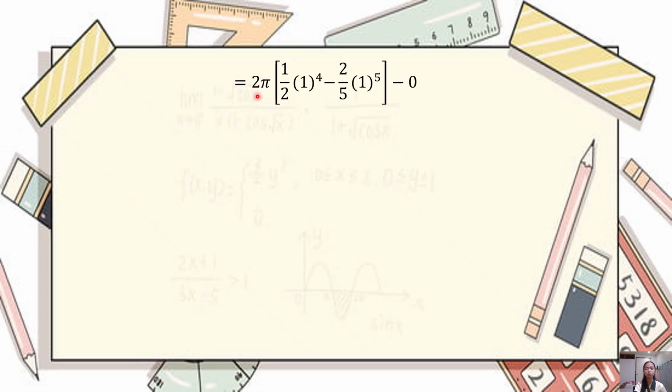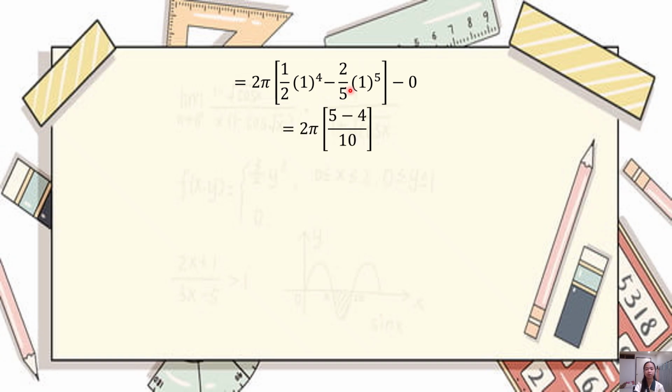Next, we have here 2π. What you will do now is evaluate the upper limit and the lower limit. We will subtract the lower limit from the upper limit. So we have here 1/2 times x, where x is 1, the upper limit, raised to 4, minus 2/5 times 1 raised to 5. So minus 0. So why 0? Why didn't we copy this one? It is because any number that you multiply by 0, the result is still 0.